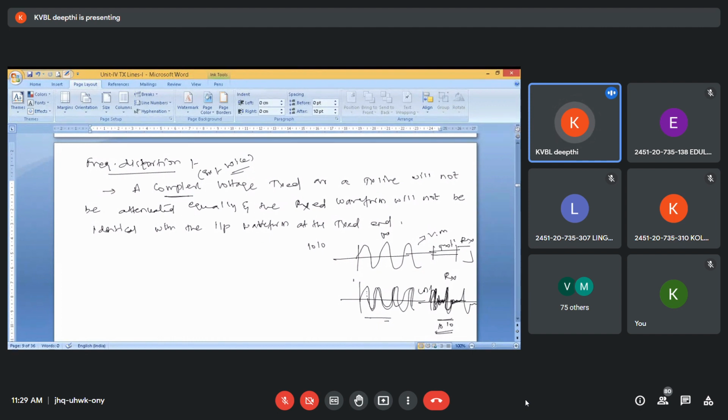Now we know the problem. How do we reduce it? We have to give the solution also. So frequency distortion can be reduced in a transmission line by using high quality equalizers. Using equalizers, we can reduce this distortion.